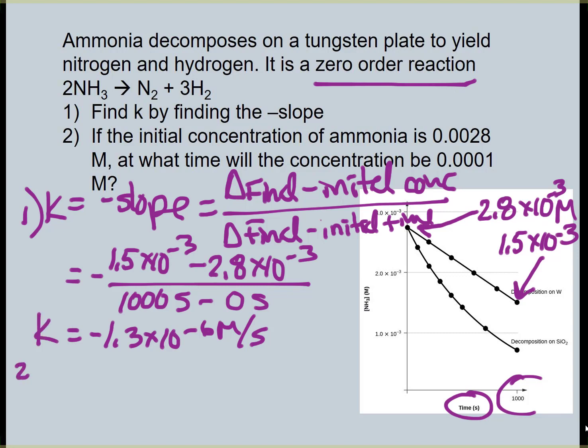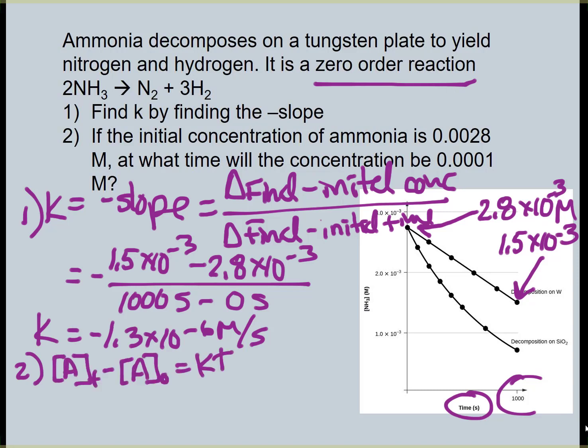All right, let's do number 2. If the initial concentration of ammonia is 0.028, that's the same thing as the 2.8 times 10 to the minus 3 that I used before. At what time will the concentration be 0.0001 molar? So I'm going to use the integrated rate law for a zero order reaction.